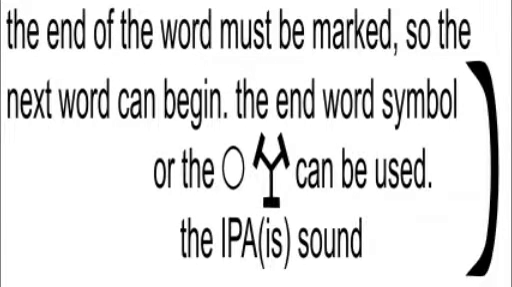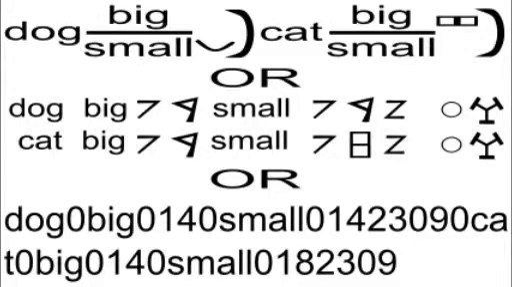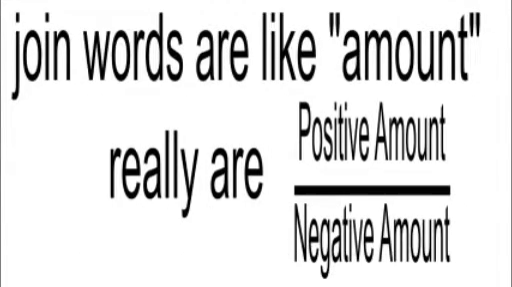The end of the word must be marked, so the next word can begin. The end word pictograph or the 09 can be used. The IPAIS sound. An example of use is small dog and big cat. Dog space big space 14 space small space 142 space 09 space cat space big space 14 space small space 182 space 09.